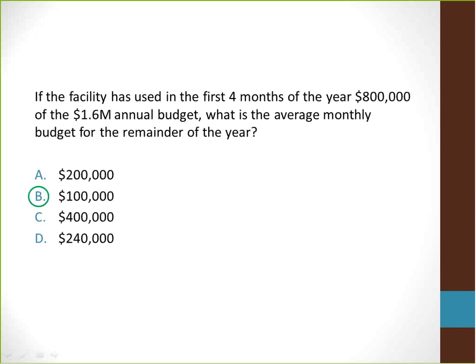$800,000 is subtracted from the annual budget of $1.6 million to get a remaining amount of $800,000. That total is then divided by the remaining number of months in the year, or 8 months, to get a total of $100,000 as the average monthly budget for the remainder of the year. So B is the correct answer.